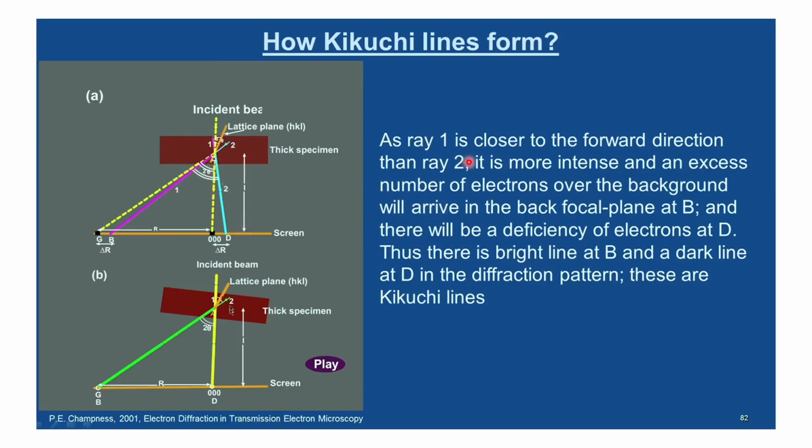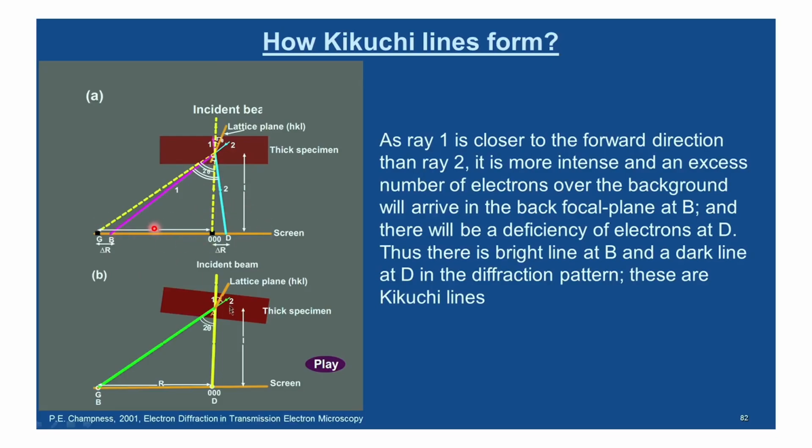Ray 1 is closer to the forward direction than ray 2, so it is more intense, and an excess number of electrons over the background will arrive in the back focal plane. You all know, and if not then I am telling you, that the Kikuchi diffraction is basically formed at the back focal plane.